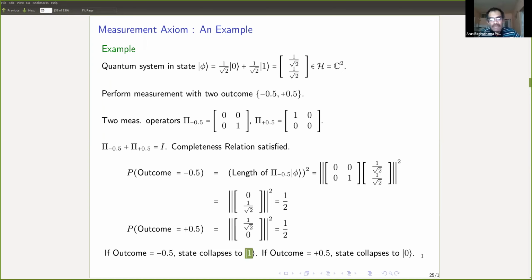So remember what has happened. You prepared the state 1 by root 2, 1 by root 2, that is 1 by root 2 ket 0 plus 1 by root 2 ket 1. And you perform this measurement. The system collapses to either ket 1 or ket 0. Okay, so that's the measurement axiom for you.